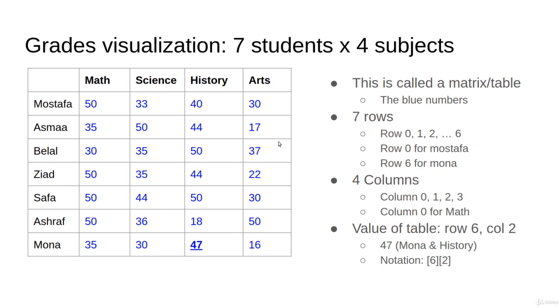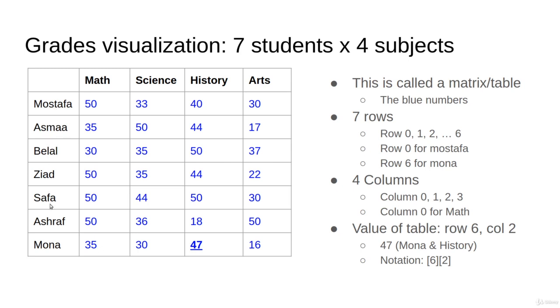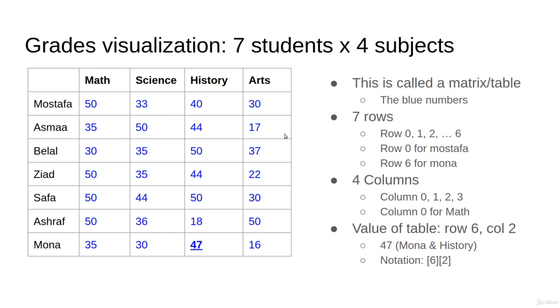And as we learned before, if you would like to access something like this here, this is row number 6: 0, 1, 2, 3, 4, 5, 0, 1, 2, 3, 4, 5, 6. This is 6, and columns 0, 1, 2, 3: 0, 1, 2. So this position here, 47, is at the index 6 and 2. So this kind of 2D structure thinking will make your life much easier to guess where is a specific value.